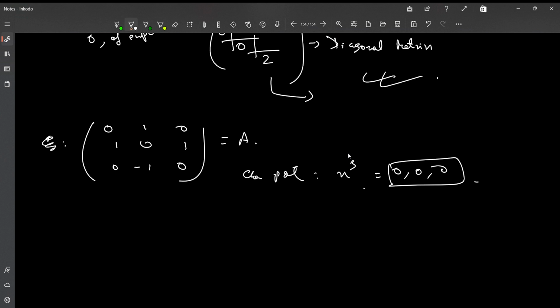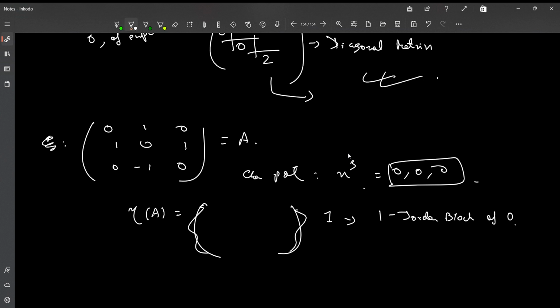What is the number of Jordan blocks? I should consider that. So what is the nullity of A? You can obviously observe from here that A is row equivalent to the matrix which has only one nonzero row. The nullity of A is precisely 1. Therefore, there must exist only one Jordan block for 0, and that will obviously be a 3 cross 3 Jordan block. So we have J equal to a 3 cross 3 Jordan block for 0, with 0 on the diagonal and 1s above it. This should be similar to A.